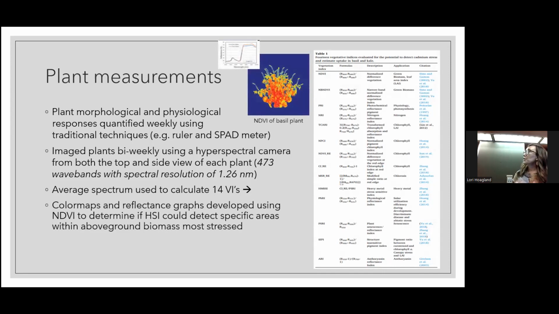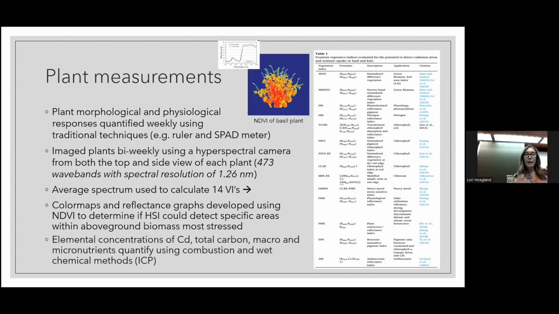Next, we also wanted to see if we could look at changes within the whole plant. Not only are we getting all these images, but we're getting all these pixels all over the plant. And so we developed these color maps and reflectance graphs to see if we could find minute changes within the plant and how they were being stressed by the heavy metals. That up there is an example; we used NDVI in this case for that purpose. And then lastly, at harvest, we looked at elemental concentrations of cadmium, as well as total carbon and a range of micro and macronutrients using more traditional methods.